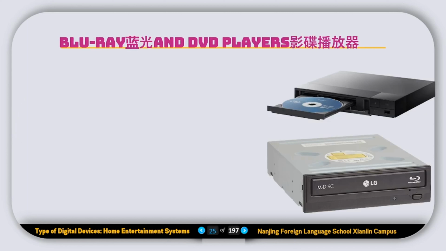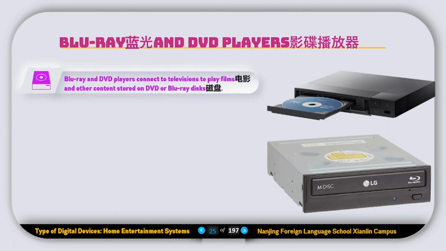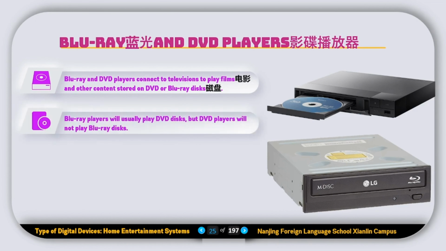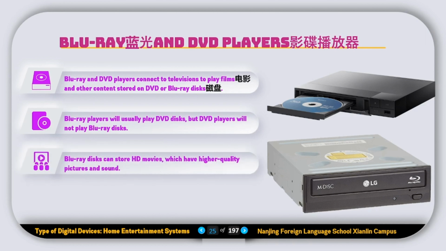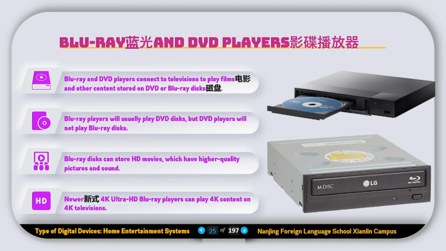Now let's talk about the Blu-ray and the DVD players. Keep in mind, now we're talking about the players, not the disc. Blu-ray and DVD players connect to a television to play films and other content stored on DVD or Blu-ray disc. Blu-ray players can usually play DVD discs, but DVD players will not play Blu-ray discs. Blu-ray discs can store HD movies which have higher quality pictures and sound. Newer 4K Ultra HD Blu-ray players can play 4K content on 4K televisions.